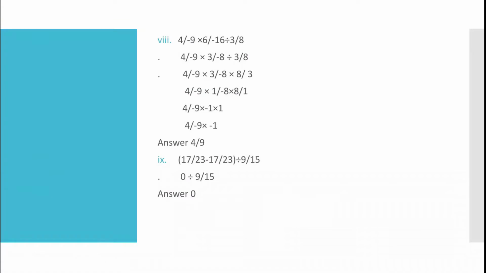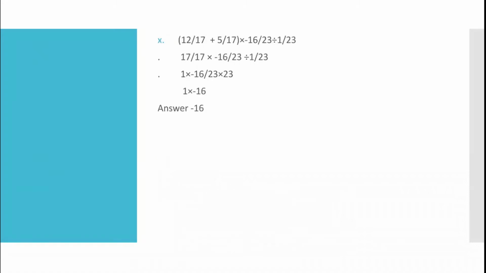Now 9th question. 17 by 23 minus 17 by 23 divided by 9 by 15. Here 17 by 23 minus 17 by 23 is 0. When you divide 0 by 9 by 15, you will get the answer 0 only. In the same manner question number 10.